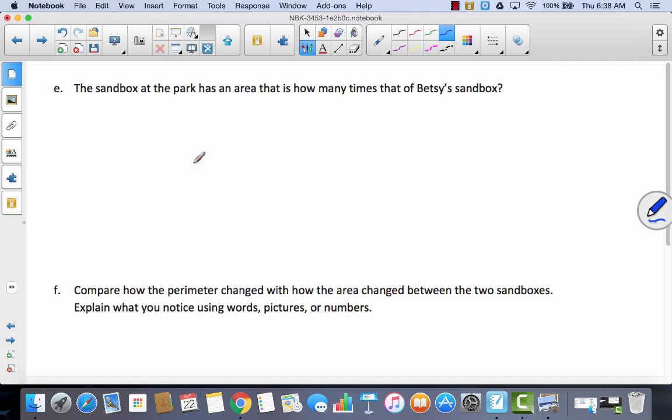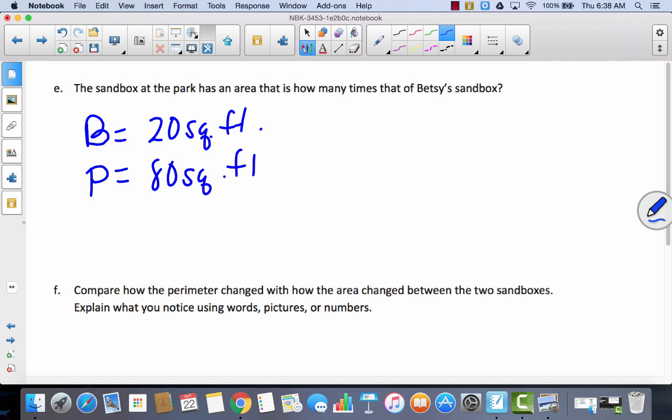Now it says the sandbox at the park has an area that is how many times that of Betsy's sandbox. So remember that Betsy's sandbox had an area of 20 square feet, and the park sandbox had an area of 80 square feet. So it's wanting to know how many times more is 80 than 20. So think about that. Let's count by 20s. 20, 40, 60, 80. So that means that 20 times 1, 2, 3, 4 is equal to 80. So how many times larger is 80 than 20? So it's 4 times larger.